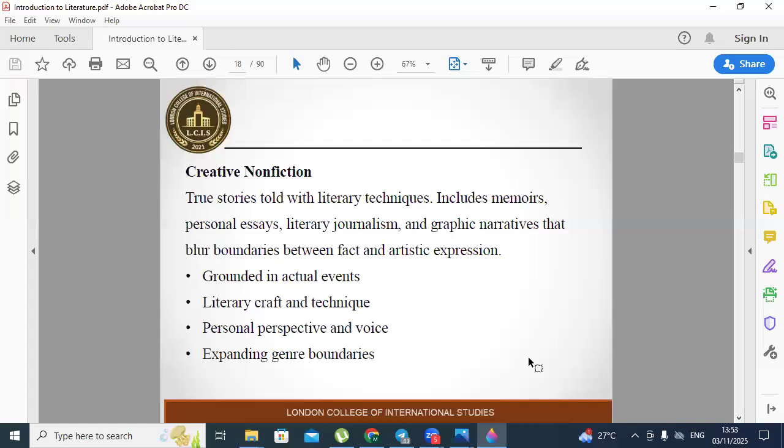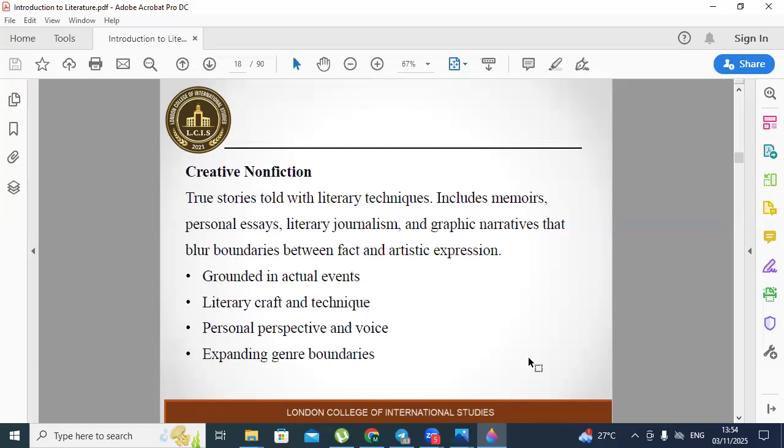Creative nonfiction overview and key features. Creative nonfiction represents literature's expanding boundaries, challenging traditional distinctions between fiction and nonfiction, between written text and visual art. These works combine factual content with literary craft, demonstrating that true stories can employ sophisticated narrative techniques while maintaining commitment to actual events and lived experience.